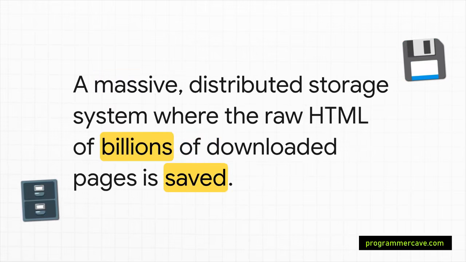So, once a page is downloaded, where does it go? It has to go somewhere, right? Well, it goes into the content store. Just think of this as a massive, practically infinite storage locker. Something like Amazon S3 is a perfect example. It's where all the raw HTML from all those billions of pages gets saved so we can process it later.